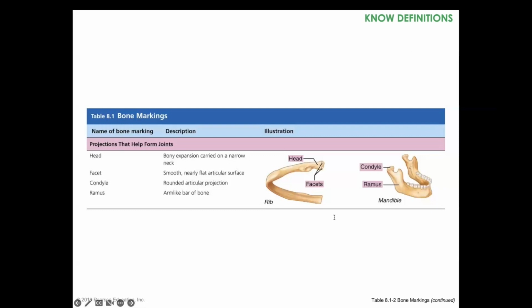And then last, we have a ramus. This is just an arm-like projection, and it's found on the mandible or the jawbone. It extends down from the condyle of the jawbone down towards the chin. And then you see the condyle on the jawbone. This is what's going to allow you to move your jaw up and down so you can talk and eat.